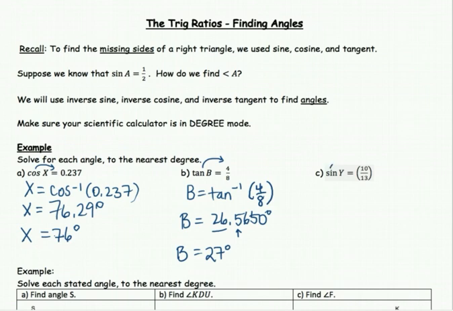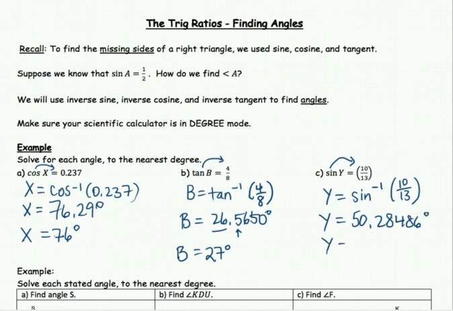Okay, and let's move to the next one. We're going to move the sine over to the other side, so it becomes inverse sine, 10/13. Here's our calculator: inverse sine, 10 divided by 13. We need to round to the nearest whole number, so we're going to keep this. We look here to see if we're going to round up. Nope, it's not 5 or greater, so we're going to keep it at 50. We dump everything else off.